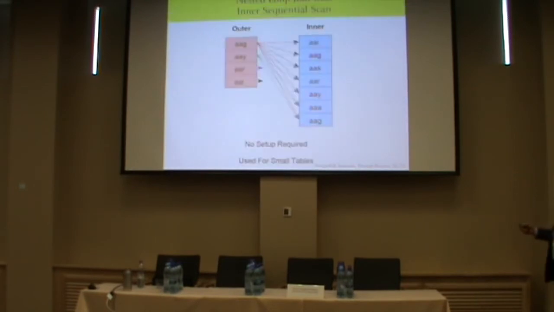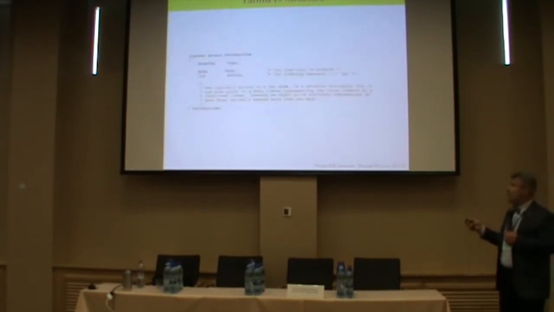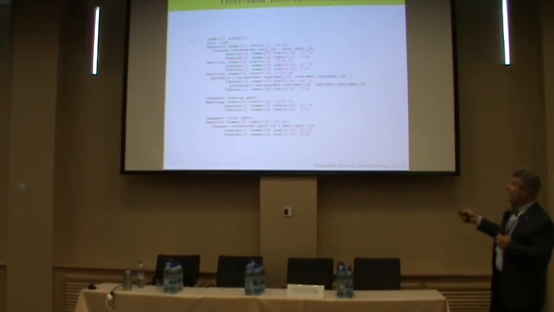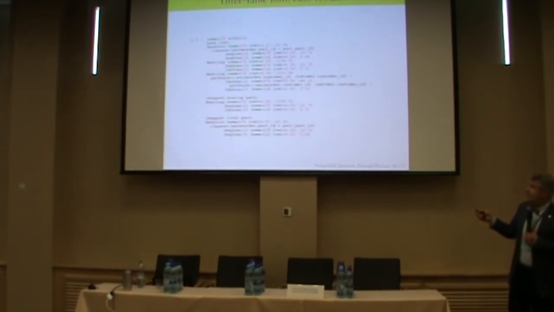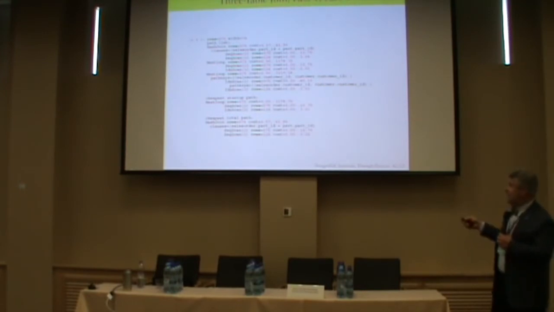So one of the reasons we have two items here is because this one is cheaper total cost, but the second one has a cheaper startup cost. And that's going to be important. If there was a limit involved in this query, that would be important. Okay? Another aspect is this one. Why is this one here?